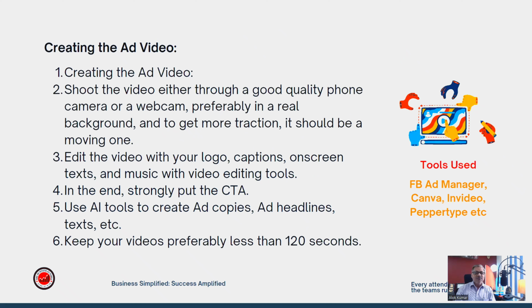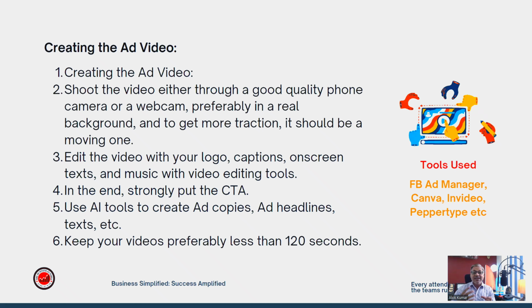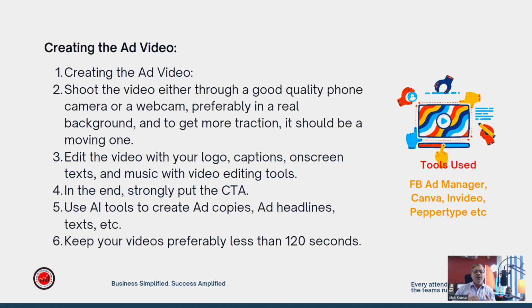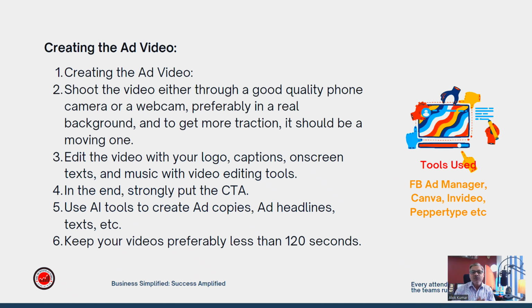Okay, let's move on. While creating the ad video, you have to edit it, as I said. Now, how are you going to do that? To create the ad video, first of all, you have to shoot a video. Now, how are you going to shoot that video? Take a mobile phone. Everybody has a smartphone nowadays. Just put your mobile horizontally at eye level. That's it. Switch on the camera and start recording.